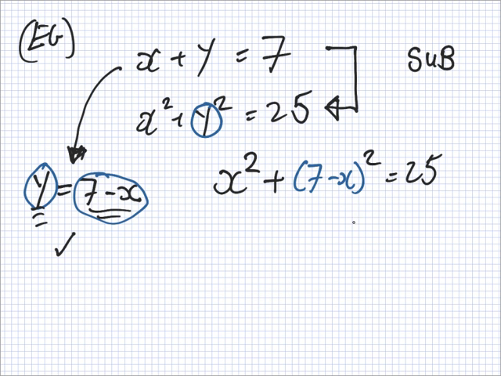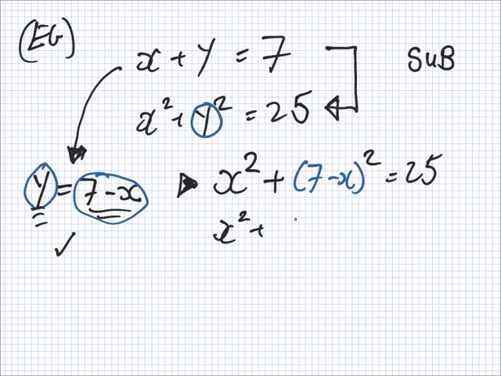So this is quite good because now I don't have y anymore. In this I only have the x, and that's quite good. What should I do though? What's next here? Yeah, I have to open the brackets. Do you know the quick way to open this?